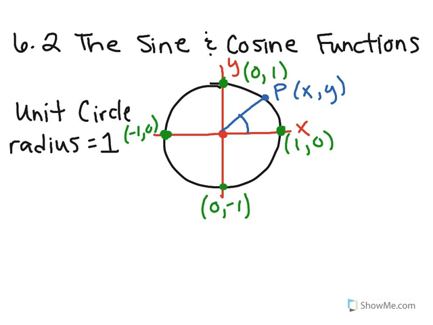Now, this amount of measure has a special name and a special notation in mathematics. So anytime you know the angle measure, we say that it is represented by this symbol, which is a Greek letter, which is pronounced theta. So theta will always represent degree measures.